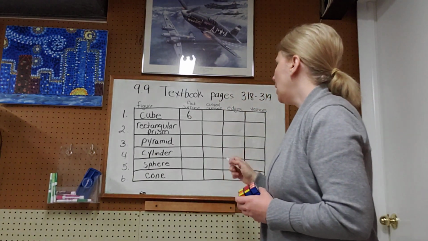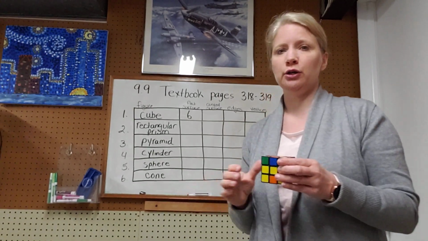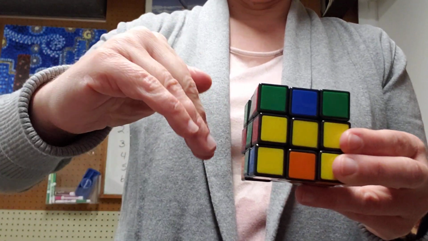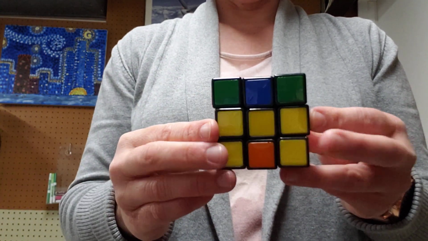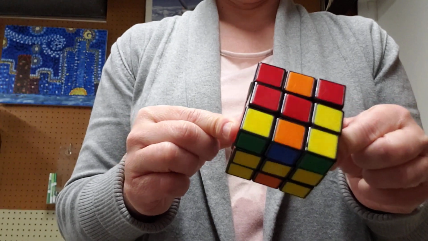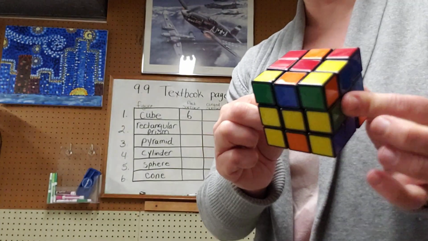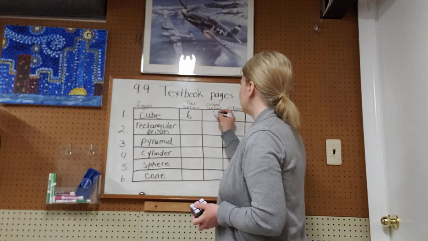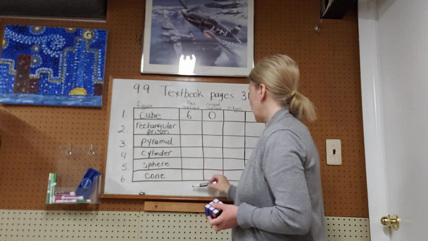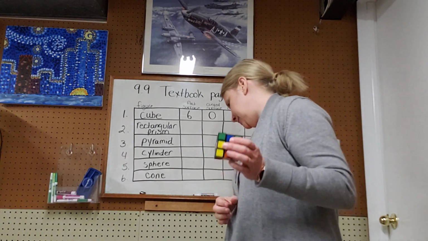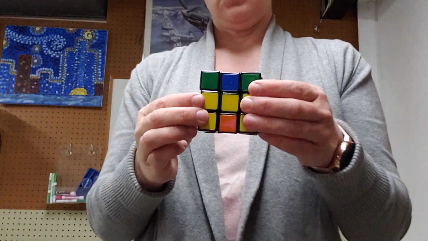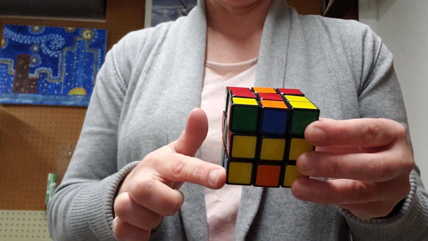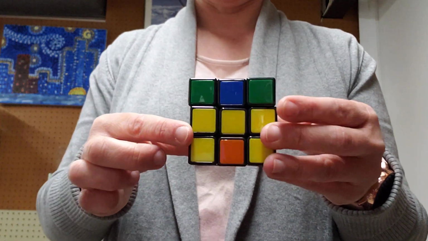6. Okay, let's talk about, does it have any curved surfaces? If you think about the curve, like a ball, like a circle, does it have any of those? Nope. A cube does not have any curved surfaces, so that would be 0. Okay, let's talk about edges. Remember we talked about these being the straight edges, the straight lines to make up each side.